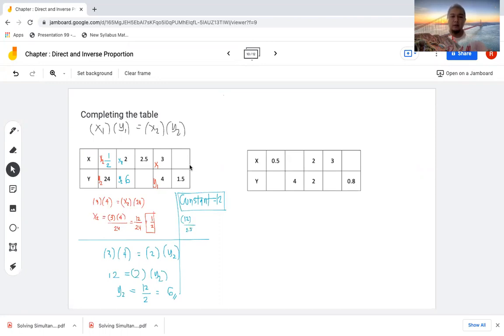All right, so calculating 12 divided by 2.5 will give you a result of, let me check, 12 divided by 2.5 is equivalent now to 4.8.